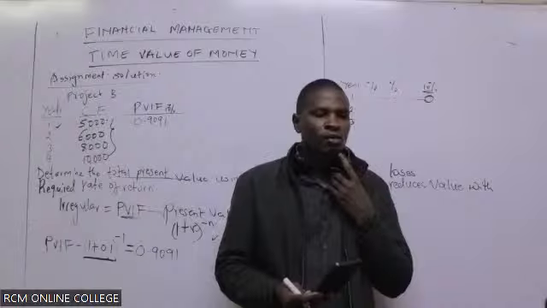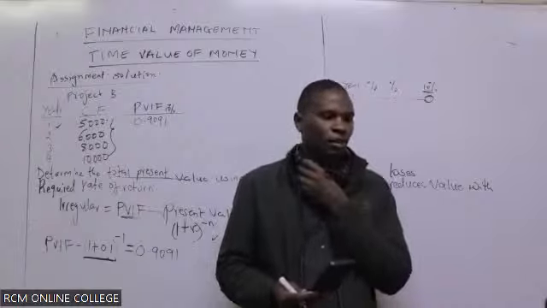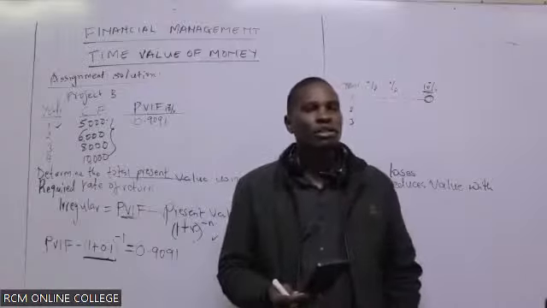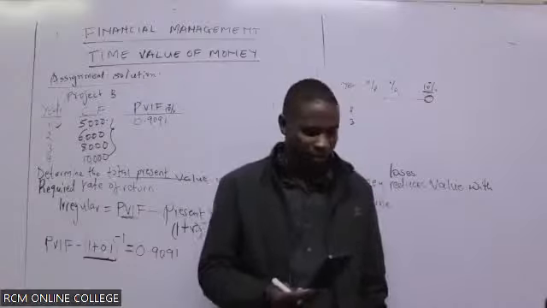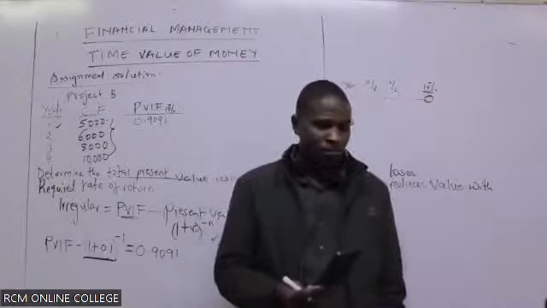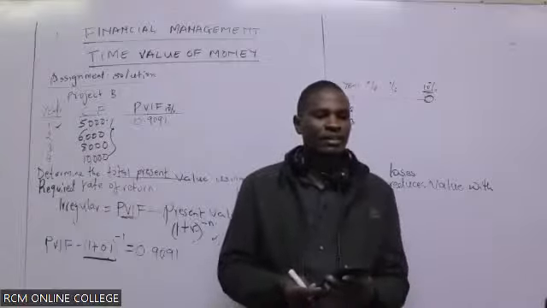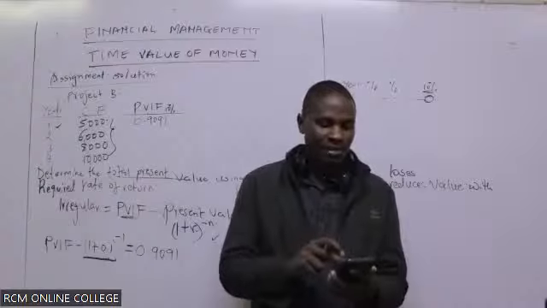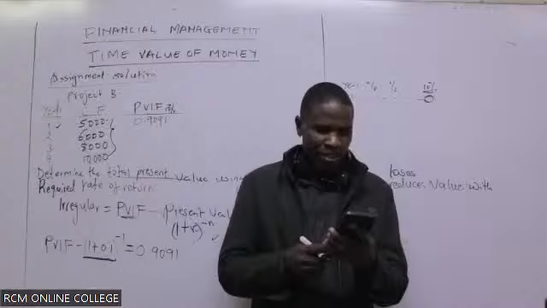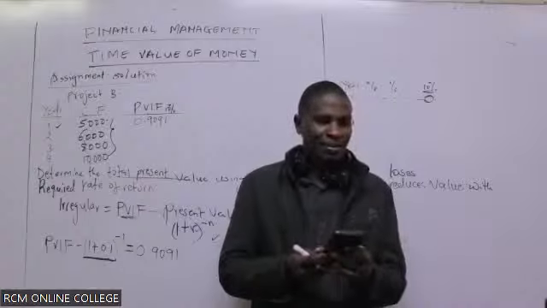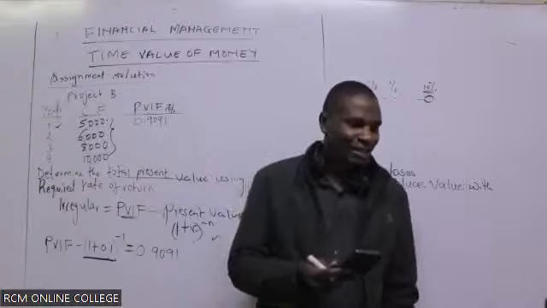13%, 2 years. What is the PVIF of 13%, 2 years? Somebody using the table. I want somebody using the table. What are we getting? 0.7831, 13%. I hope Gathoni, you have used the table. 13%, 2 years. What about Jen?